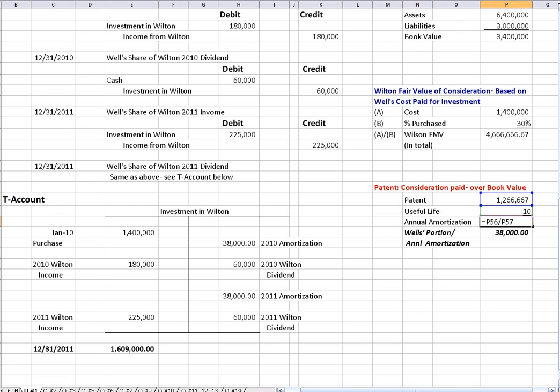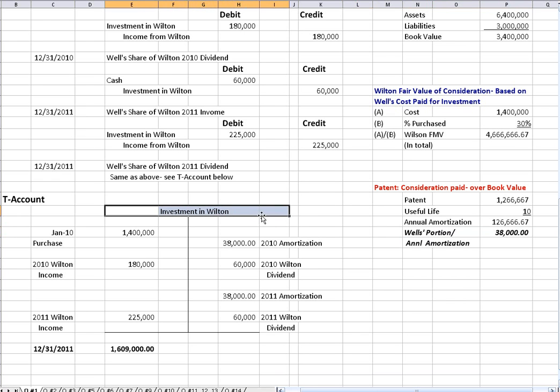We were given a useful life of 10 years for that patent, that asset, so we can figure out the annual amortization, the patent number in blue divided by 10. And we also realized that Wilton only has 30% of that amortization, so in green, there's our 30%. If I multiply the annual total amortization in blue by the percentage purchased in green, we get annual amortization of that patent that we theoretically bought when we consolidated the company, of $38,000 a year.